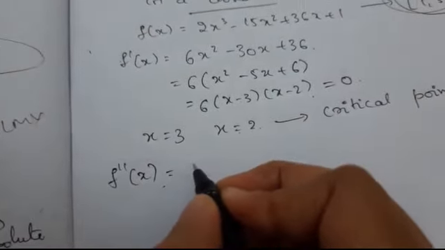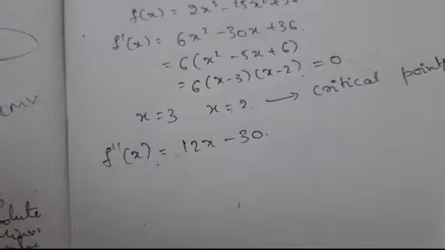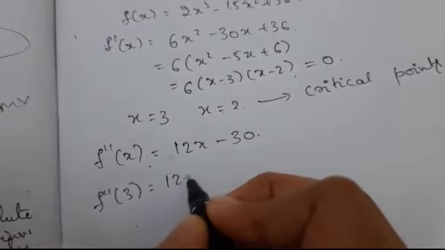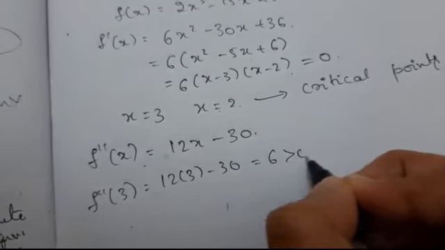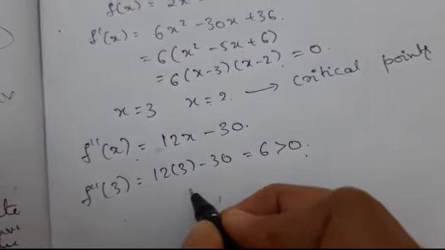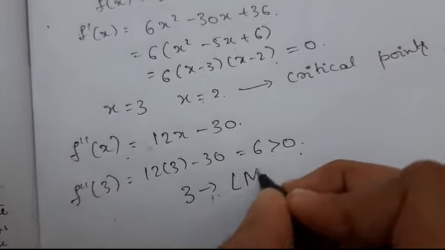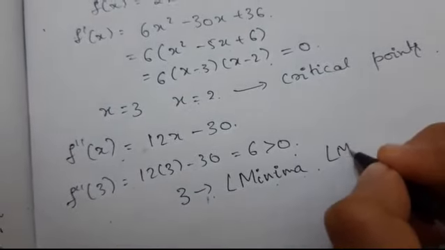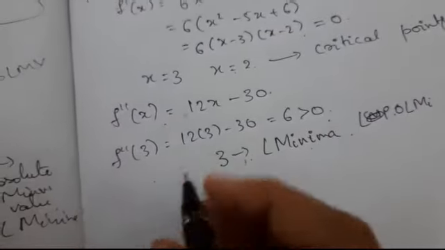What is that f double dash of x? 12x minus 30. This is our f double dash of x, and I am substituting the values of our critical points. What happens? 12 into 3 minus 30. 12 threes are 36, minus 30, it is 6, which is greater than 0. So when f double dash of x is greater than 0, 3 is a local minima, or a local minimum point. Okay.